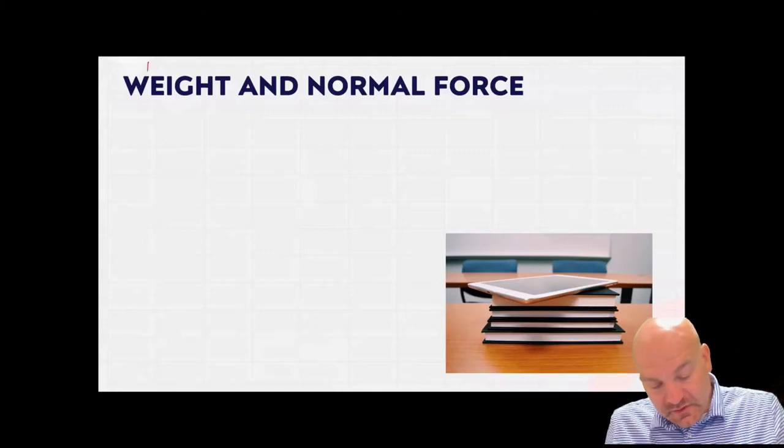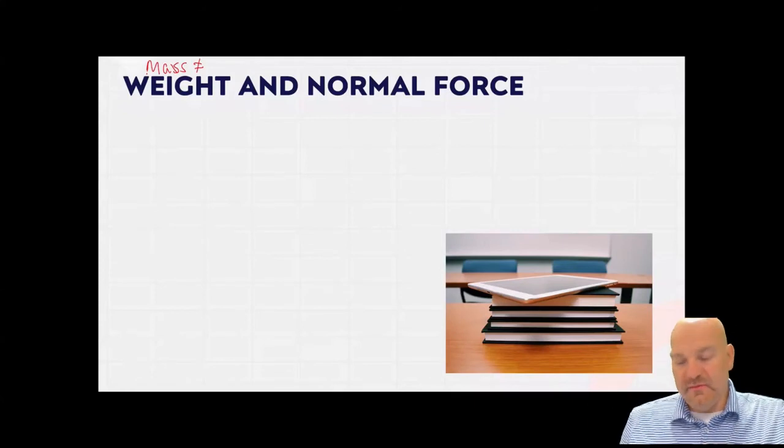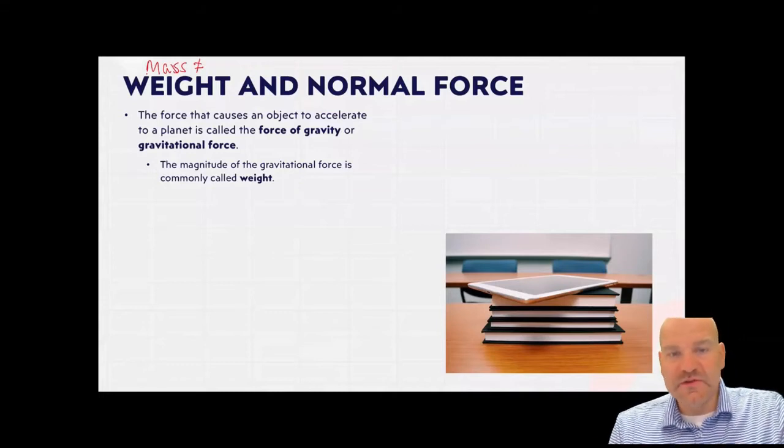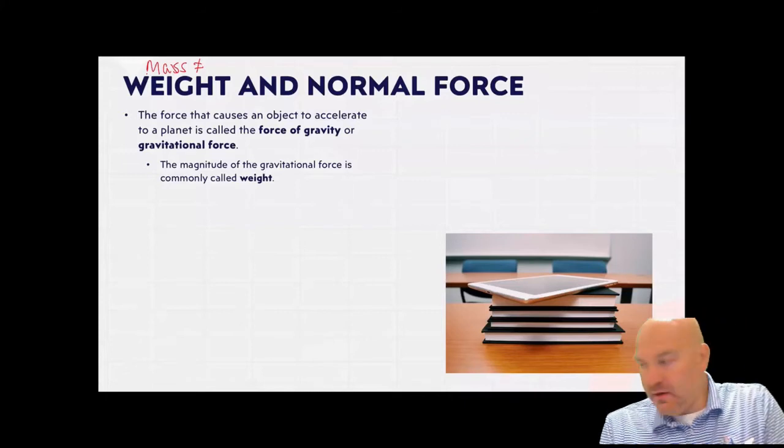One thing to note is that weight and mass are not equal. They're two different things. Mass is the physical quantity associated with inertia. Weight is something completely different. So what is weight exactly? The force that causes an object to accelerate toward a planet is called the force of gravity, or gravitational force. The magnitude of that force is what we call weight.